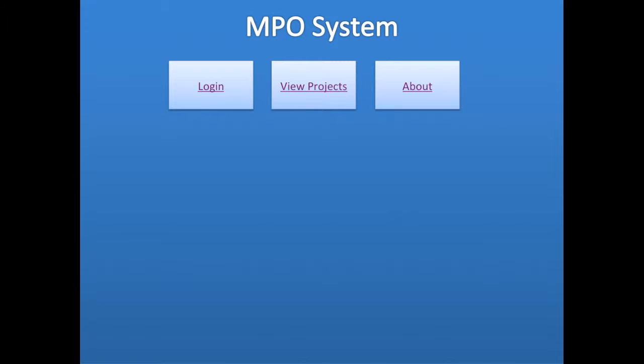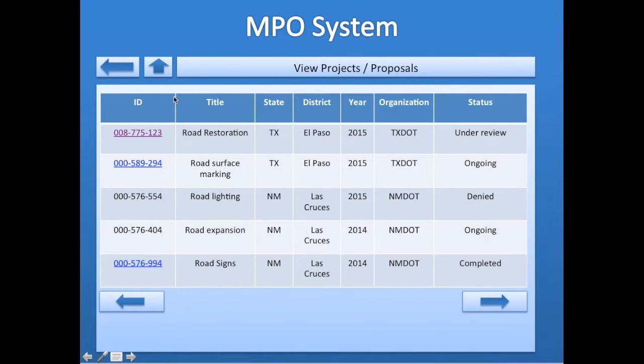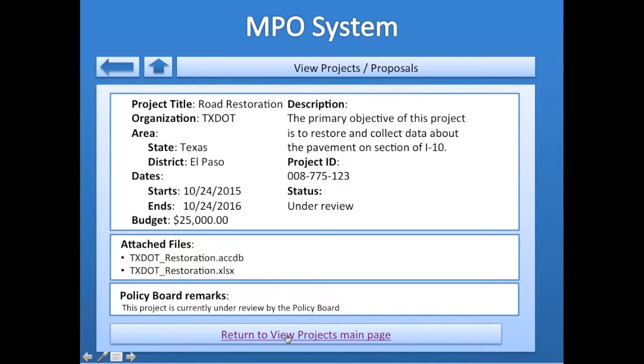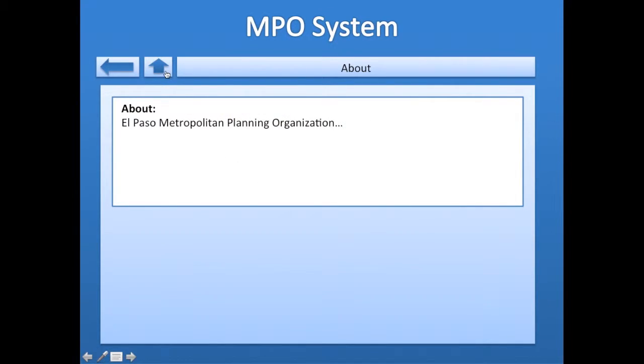This is the view of the general public, so since they don't have login information, their only option would be to view projects. And here, based off an ID number, they're able to access projects just to view them. They can't make any changes, no modifications. There's also information about the MPO in general.